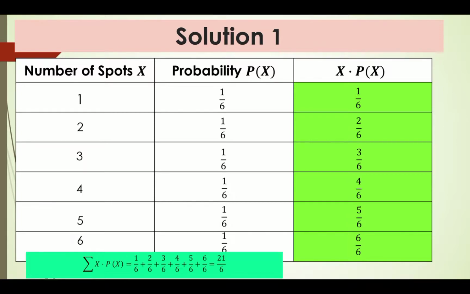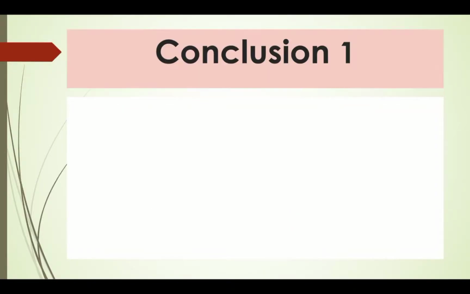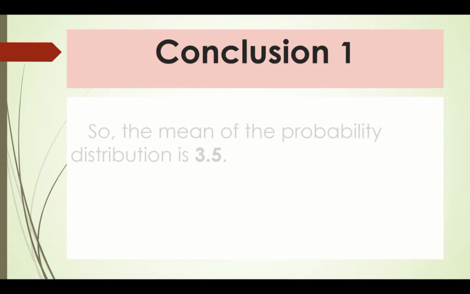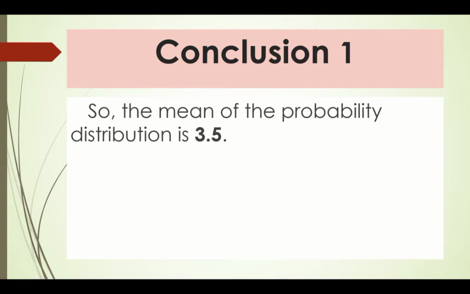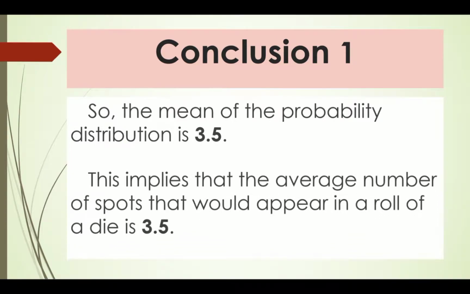To get the final answer, let's divide 21 by 6. Then, the answer will be 3.5, which is the mean of our first example. In our first conclusion, the mean of the probability distribution is 3.5. This implies that the average number of spots that would appear in a roll of a die is 3.5.